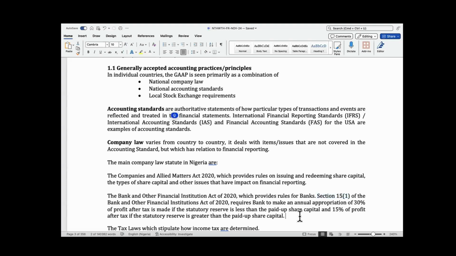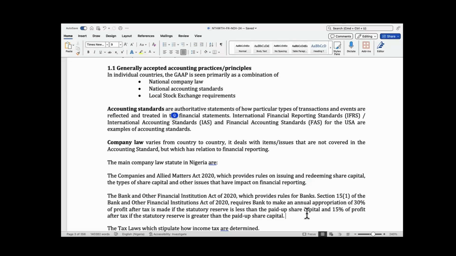You really don't have to cram this for your exam. I'm just trying to give an example of how BOFIA also has an input in financial reporting. When you check the financial statements of any bank, you'll find out that they usually make this reserve in their books. It will be there. And the prescription on how this reserve is made is not in an accounting standard.